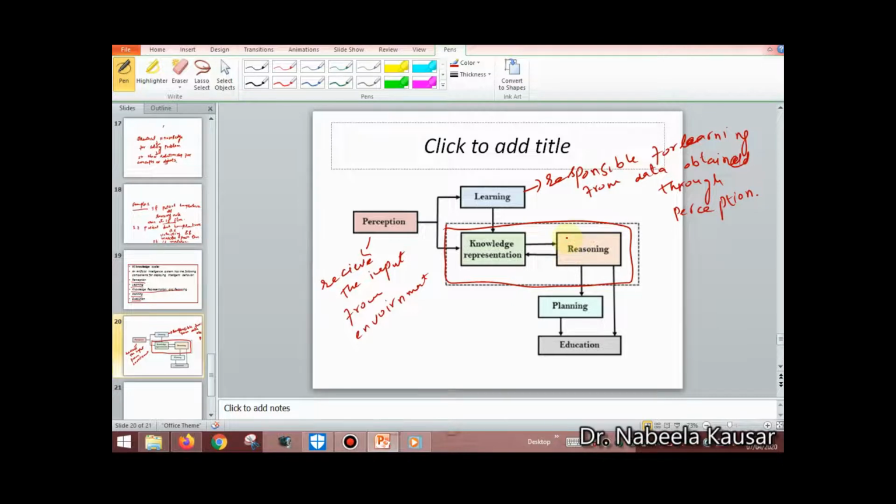These two components are independent of each other but are also coupled together. The planning and execution depend on the analysis of knowledge representation and reasoning.